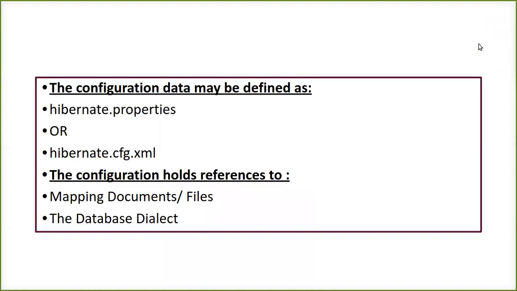Now, as I told you, the configuration data can be defined either in your hibernate.properties file, or it is going to be the hibernate.cfg.xml file. CFG stands for configuration. Now, this configuration is going to hold the mapping documents, the mapping information, and the database dialect, the database information. Fine.